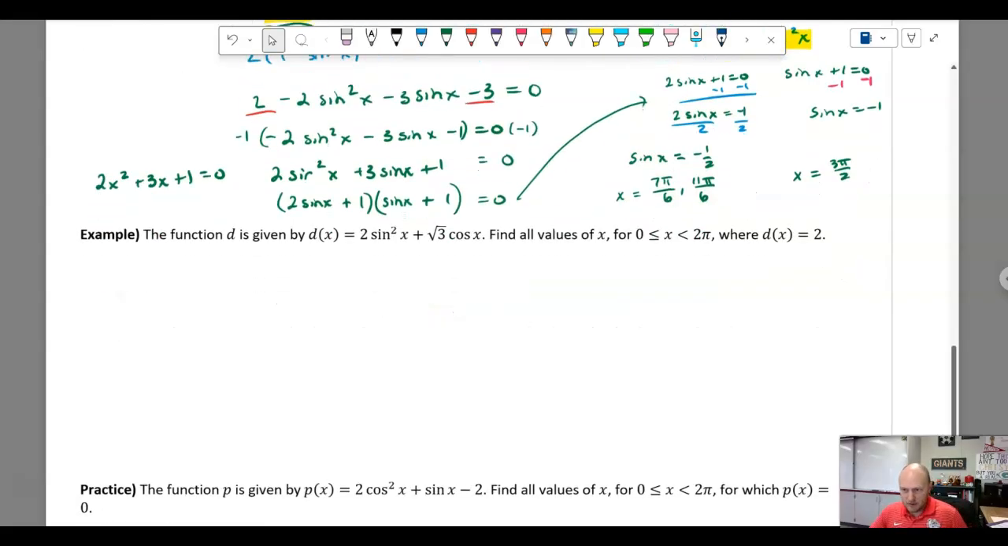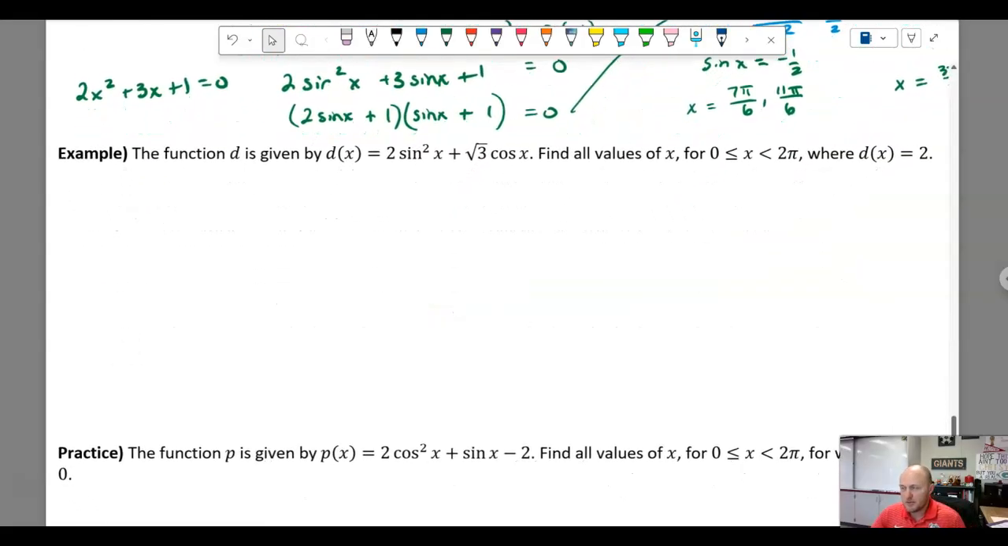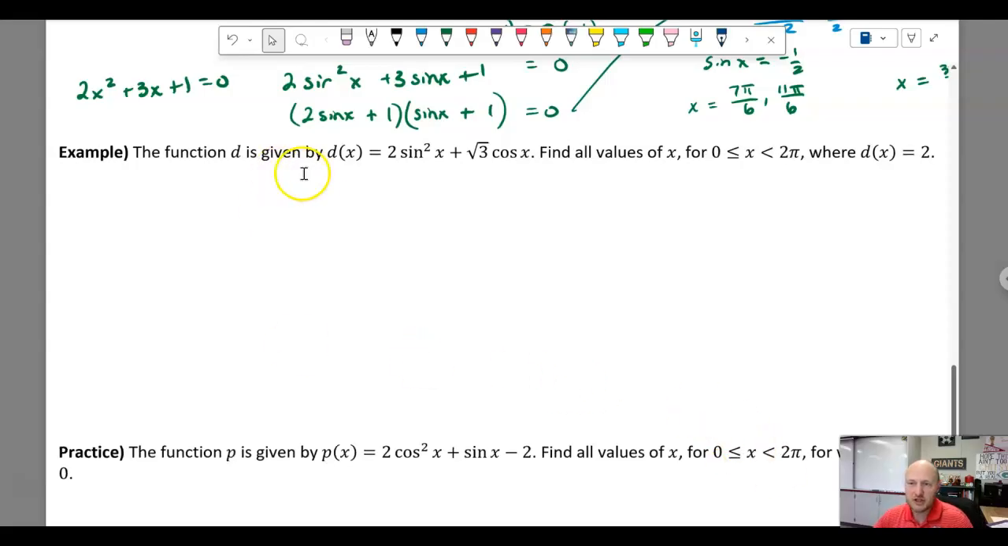All right, example number 2, before I give you some practice ones. Here they say the function d is given by d of x equals 2 sine squared x plus root 3 cosine x. Different trig functions again. So we're going to have to make a substitution with the Pythagorean identity. Find all values of x from 0 to 2 pi where d of x equals 2.